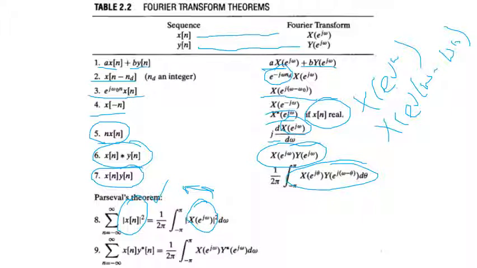And here we have x of n multiplying with what? y of n conjugate, and this is equivalent to the Fourier transform of x of e raised power j omega multiplying with the Fourier transform of y of e raised power j omega. So this is Parseval theorem. It means that if we find out the energy in the time domain, this is equivalent to finding out the energy in the frequency domain. So these are the same things. Here we have two signals, x of n and y of n. Here we just have one signal.